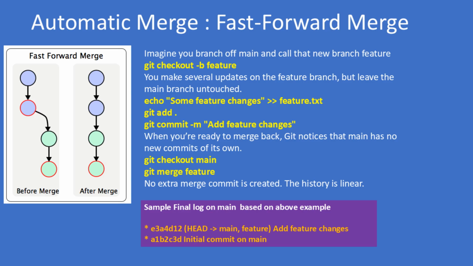Let's start with the simplest, the fast forward merge. Imagine you branch off main and call that new branch feature. You make several updates on the feature branch, but leave the main branch untouched. When you're ready to merge back, Git notices that main has no new commits of its own. Since the paths haven't diverged, Git simply moves the main pointer forward to match the end of feature. This creates a straight line of history. No extra merge commit is needed.